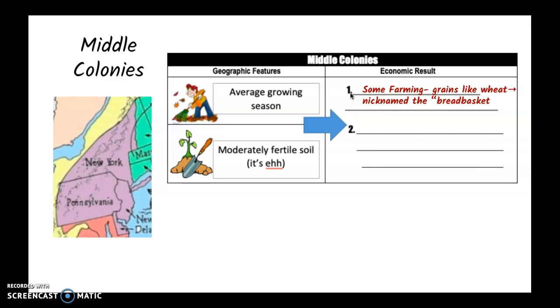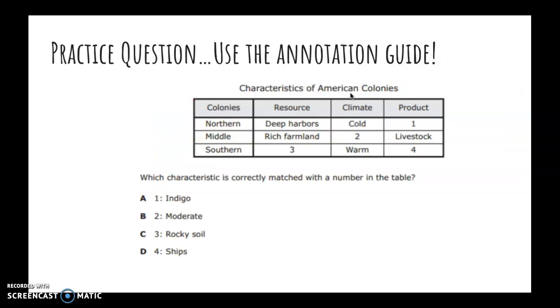Oh, I forgot my little parentheses there. They had moderately, or medium, it's another word for it, fertile soil. So they also had trade. This was the most diverse economy. So they had trade, but they also did farming. They raised animals, a little bit of everything.